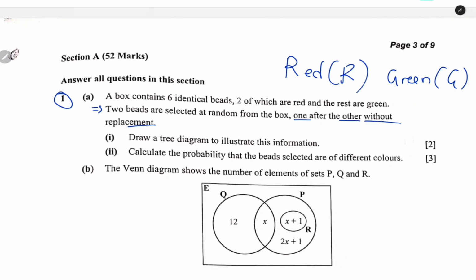This is a very important statement. Most of the questions that I've seen are without replacement, but don't take it that every time you're going to be given without replacement. That's why I said you need to be careful. You might be given replacement, okay? So now how do we answer this question? The first part is: draw a tree diagram to illustrate this information, 2 marks.